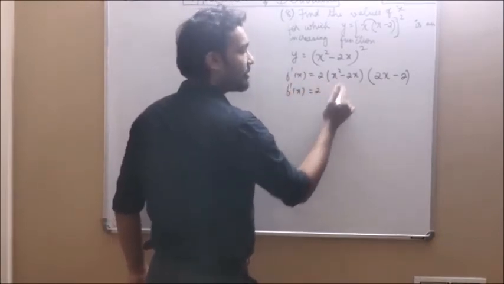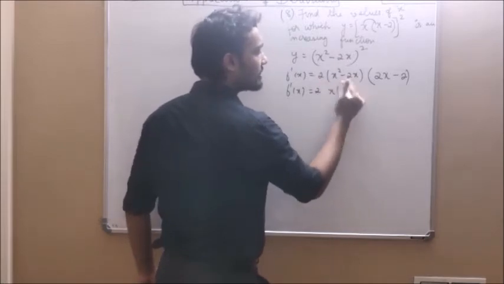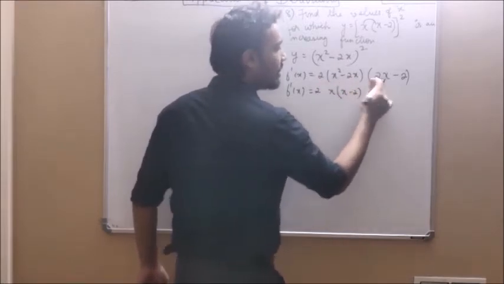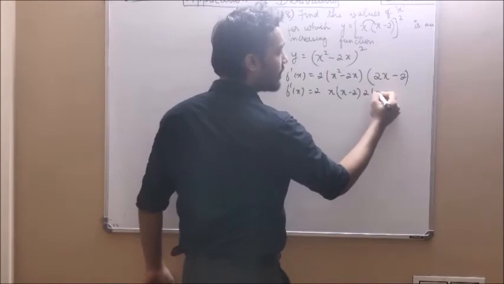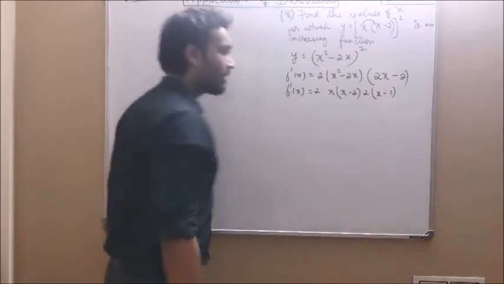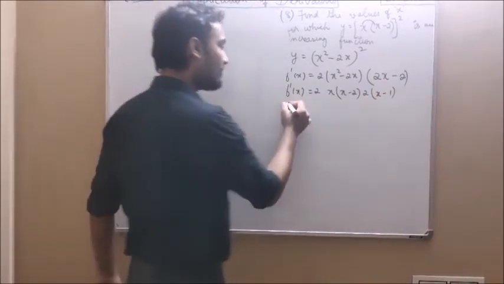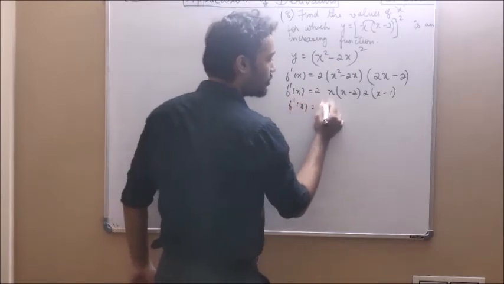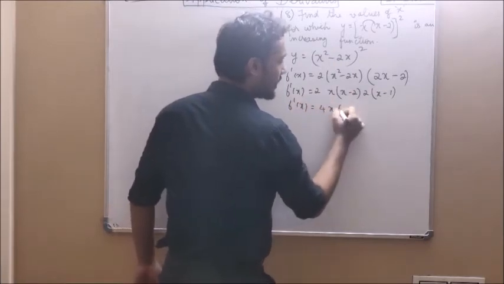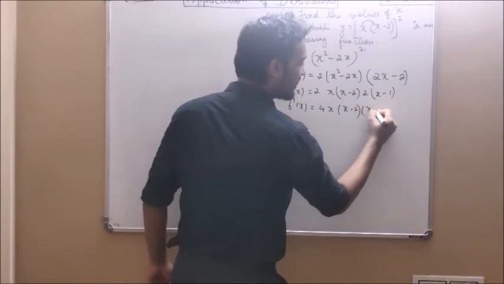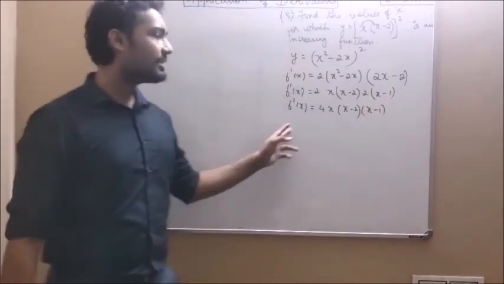Here we can take x common. Take x common, what remains is x minus 2. Here we can take 2 common: 2 into (x minus 1). Therefore f dash of x equals 2 into 2, that is 4x into (x minus 2) into (x minus 1). So this is f dash of x.